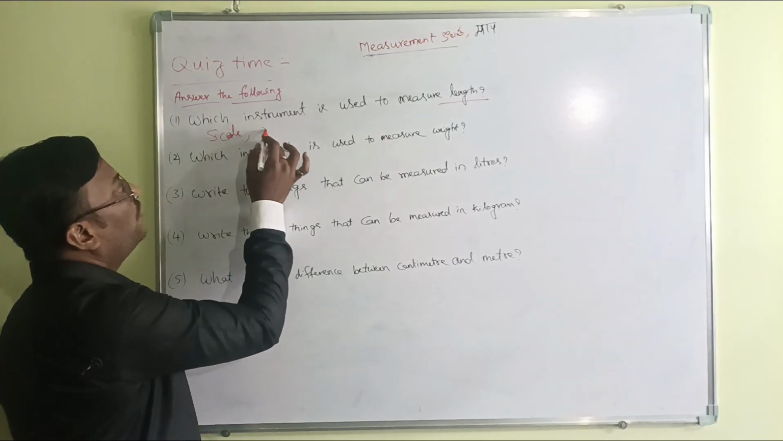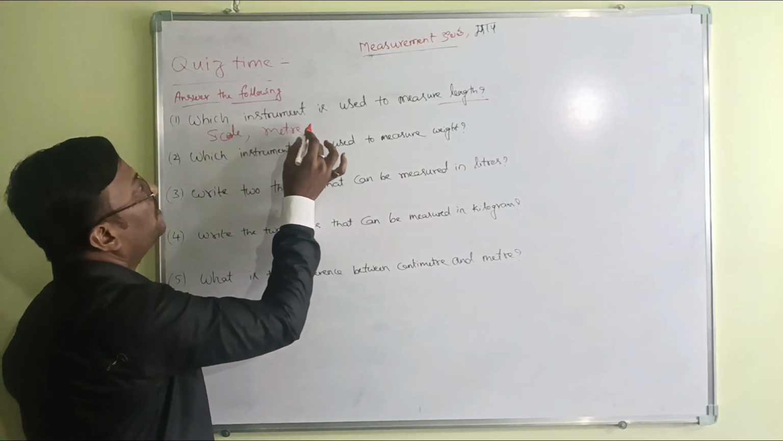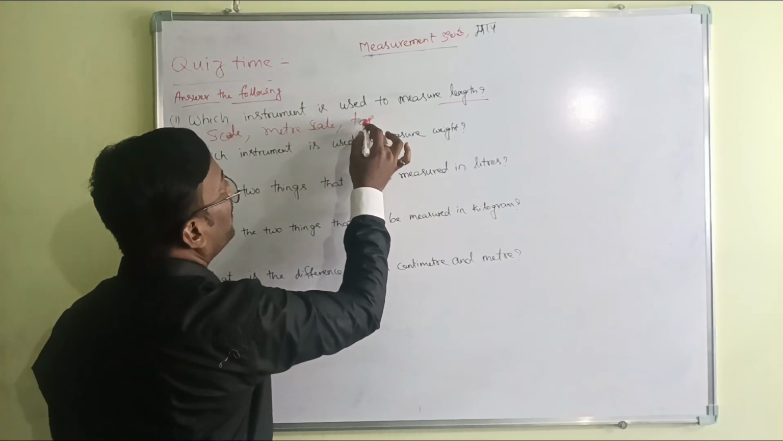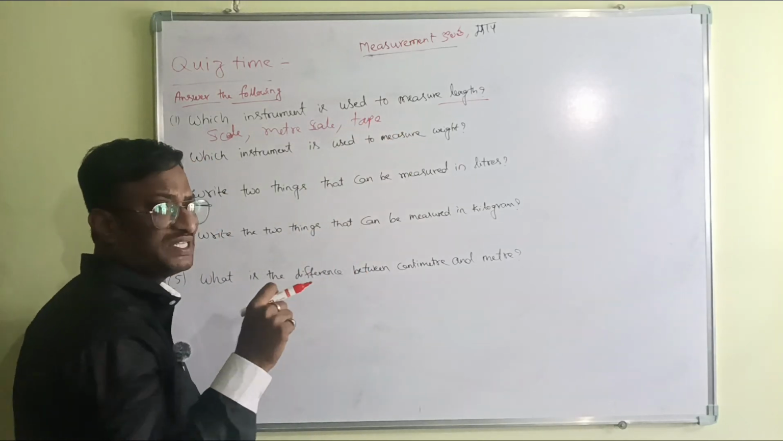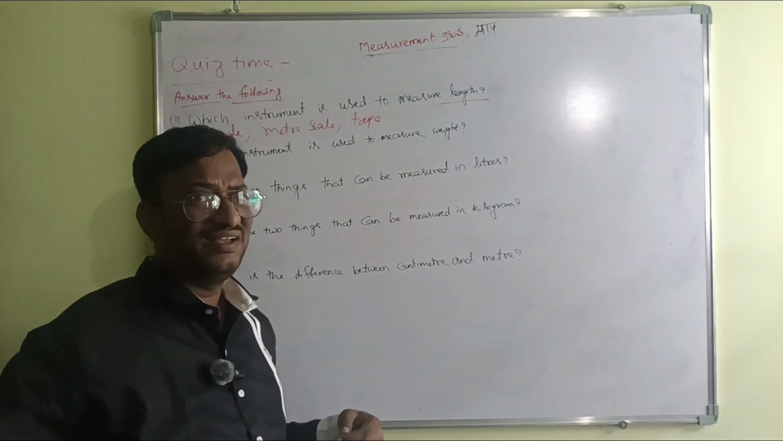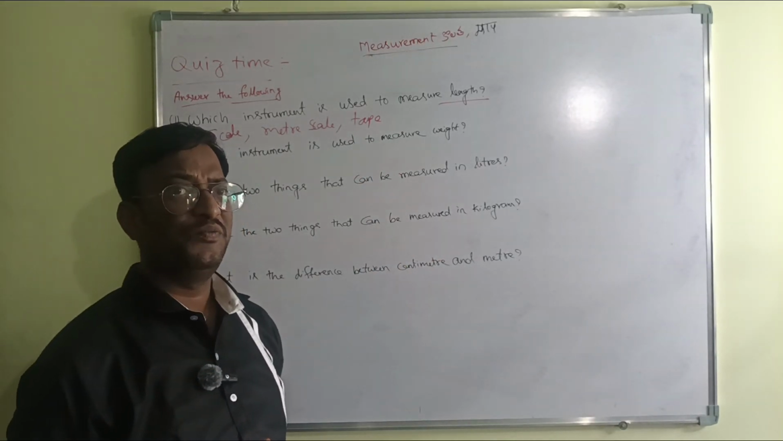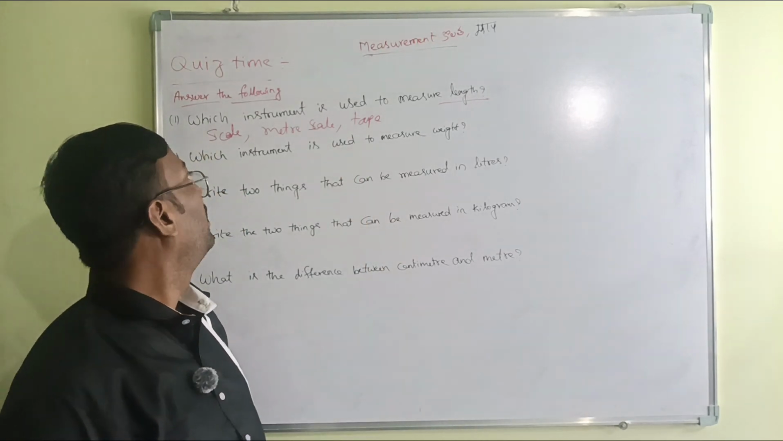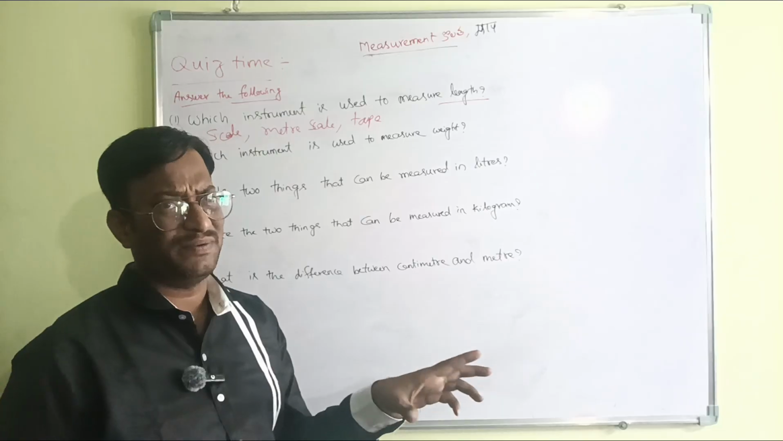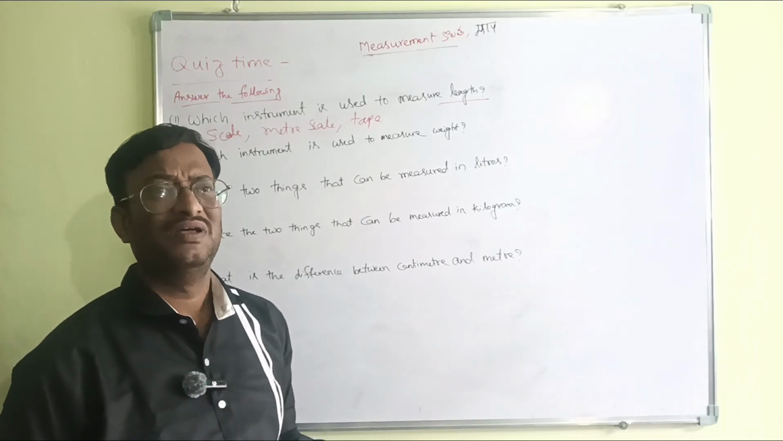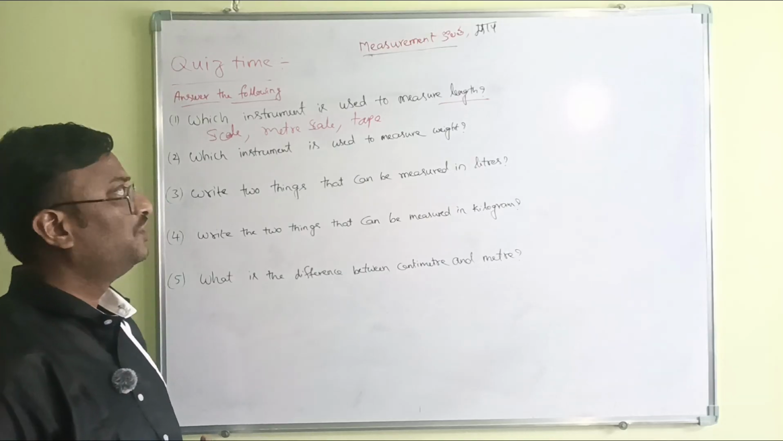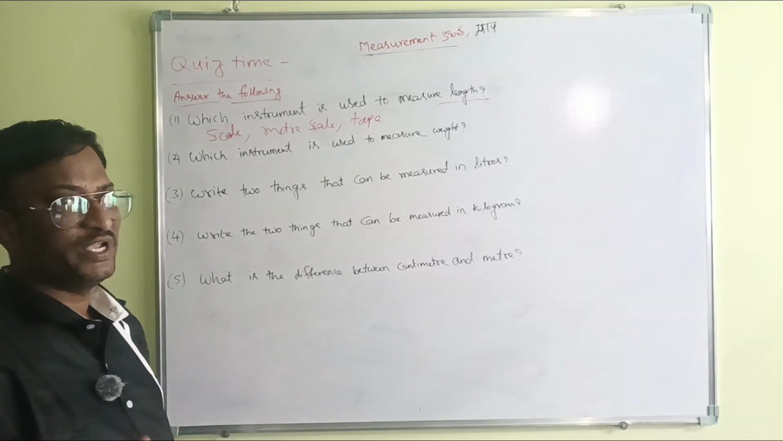Scale can be used, meter scale can be used, tape can be used. Okay, this is a tape. To measure the length of cloth, we are going to use tape. Meter scale, generally we are going to use this meter scale. Okay, and even the normal scale, 15 centimeter and 30 centimeter scale, to measure the shortest lengths. Okay, you can use any one of these to measure the length according to the situation, right?